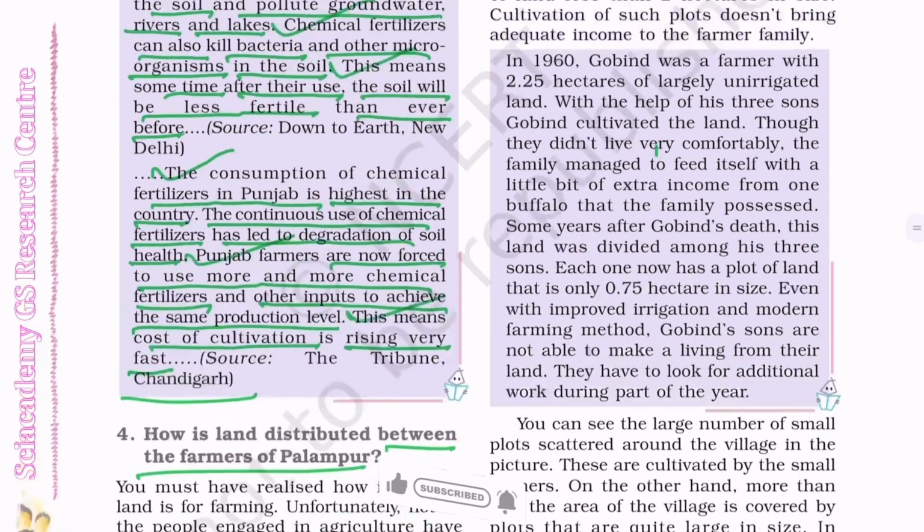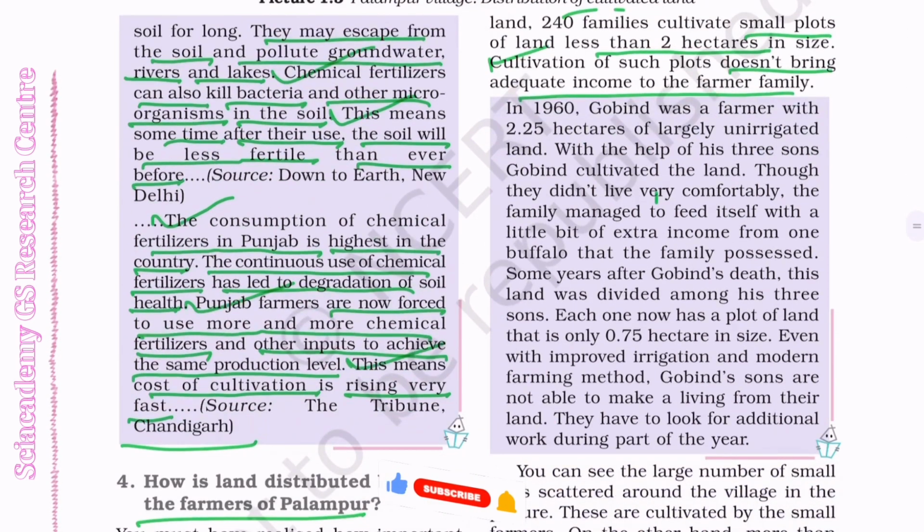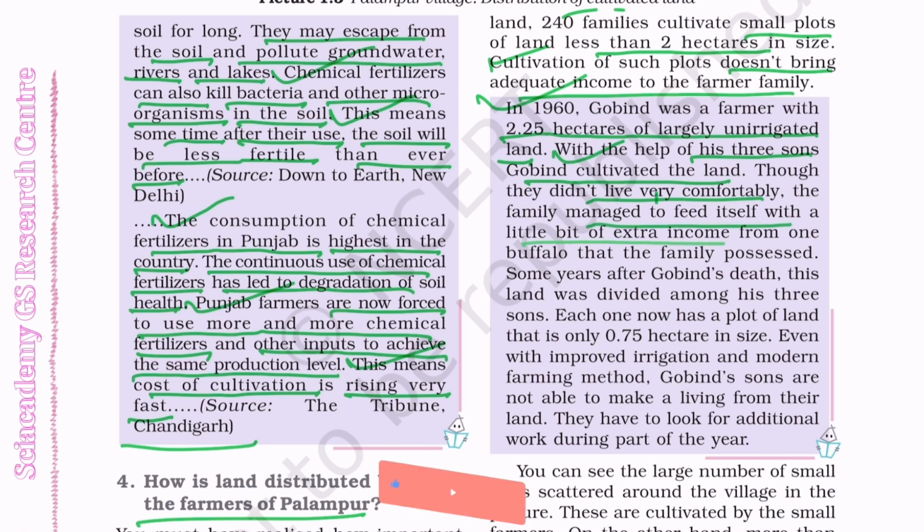Of the remaining families who own land, 240 families cultivate small plots of land less than 2 hectares in size. Cultivation of such plots does not bring adequate income to the farmer family. In 1960, Govind was a farmer with 2.25 hectares of largely unirrigated land. With the help of his three sons, Govind cultivated the land. Though they did not live very comfortably, the family managed to feed itself with a little bit of extra income from one buffalo that the family possessed.